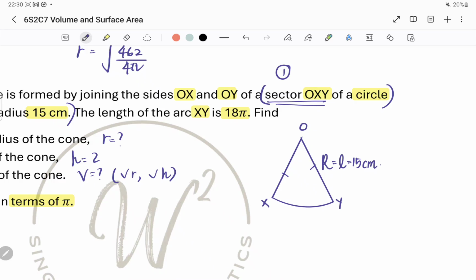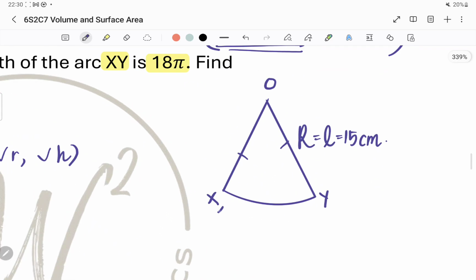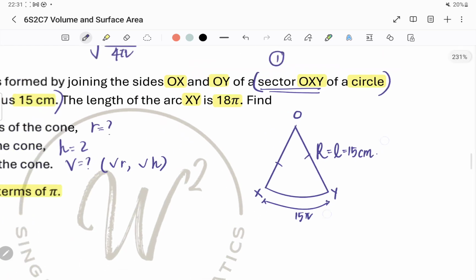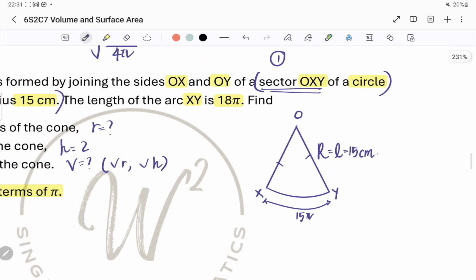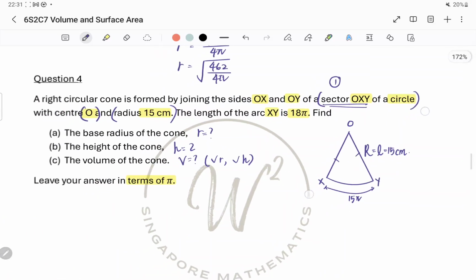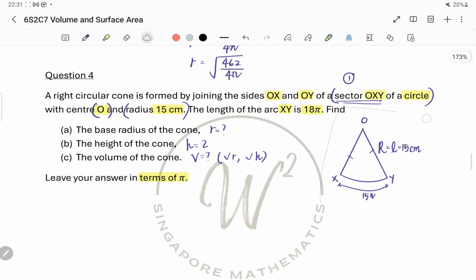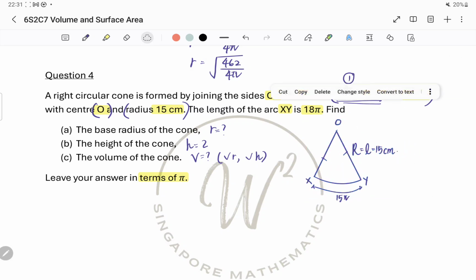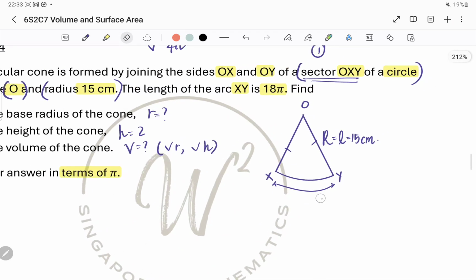Then the question tells me that my arc length XY is 18 pi. So this is the diagram that is supposed to be. Okay, so now we have drawn this already.